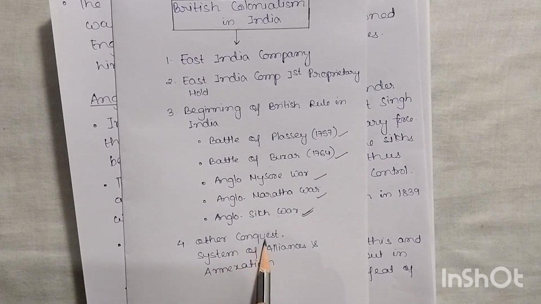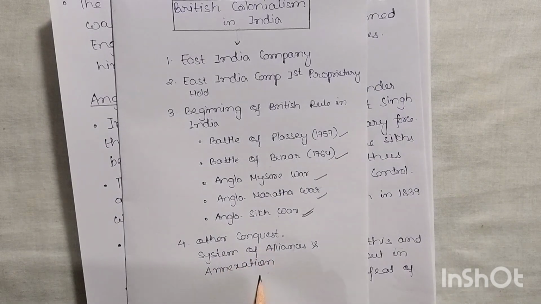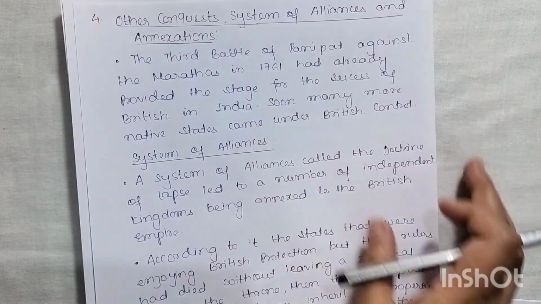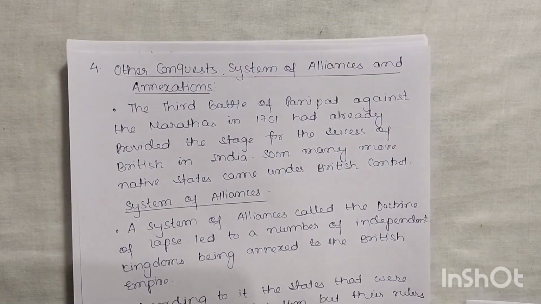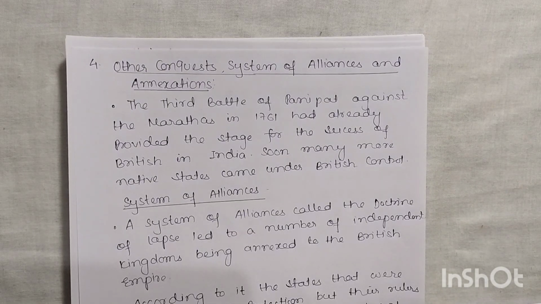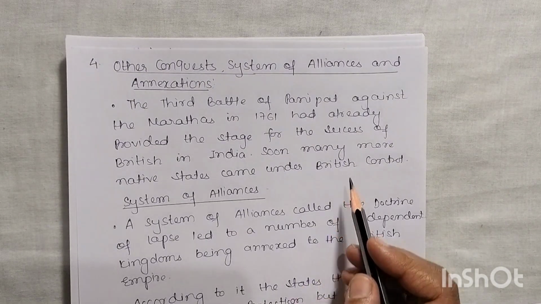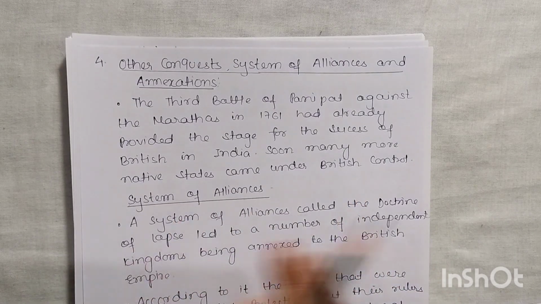Now finally, some conquests were there, and then the system of alliances and annexation. Okay, let us see this one. So the third Battle of Panipat against the Marathas in 1761 had already provided the stage for British success in India. Soon many more native states came under British control.